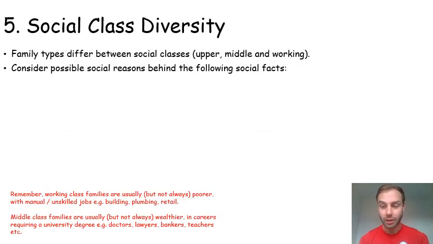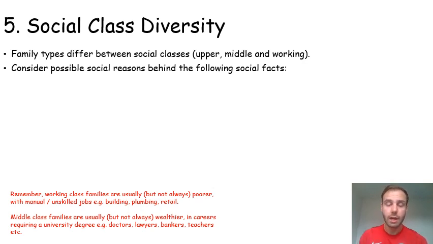Okay, and the final one is social class diversity. Now, before we start this one, I want you to remember that working class families are not always poorer than middle class families. That is an unfair thing to say in general. However, due to the nature of things like jobs, different careers, incomes, etc., it is possible to say that working class families are usually or often or sometimes poorer than middle class families, but we can't say always. Middle class families similarly are usually or often or sometimes wealthier than working class families, but again, not always the case.